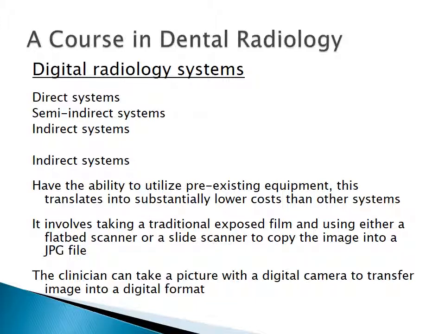So in digital radiology, you're going to have 3 different systems in place: your direct, your semi-indirect, and then your indirect method. Indirect methods are typically when a doctor first switches over to digital radiology. He's simply going to take the images he already has, either put them into a flatbed scanner or use a high quality digital camera and actually just take a picture of it. It's then going to be stored electronically in a digital format.